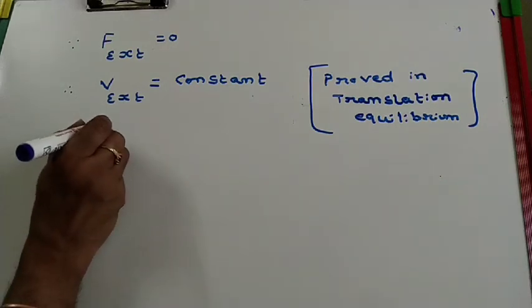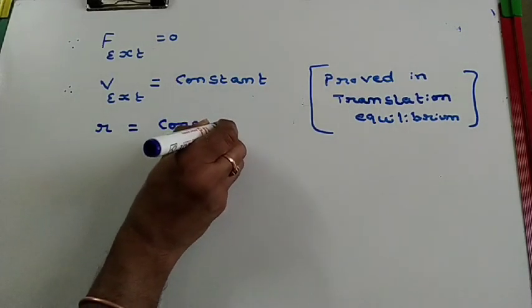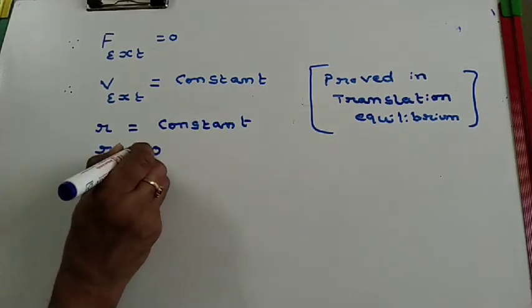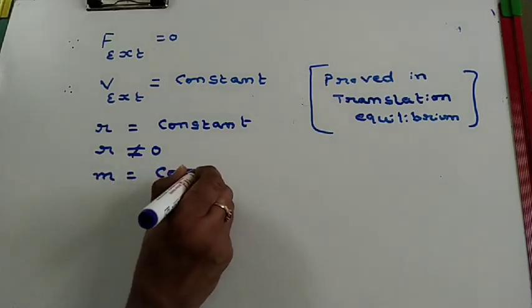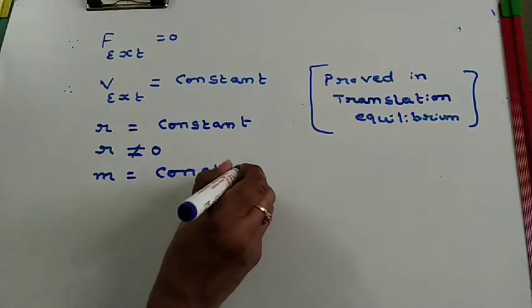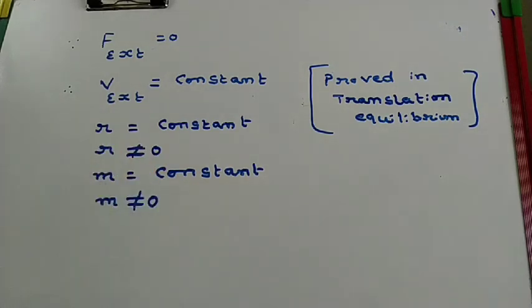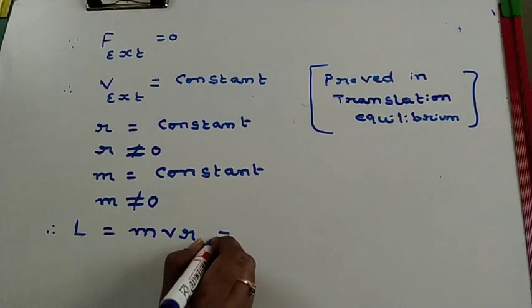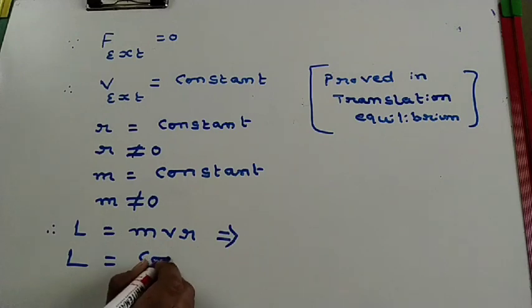Since R is equal to constant and R is not equal to 0, and M is equal to constant or M is not equal to 0, therefore L is equal to MVR. That implies L is equal to constant.